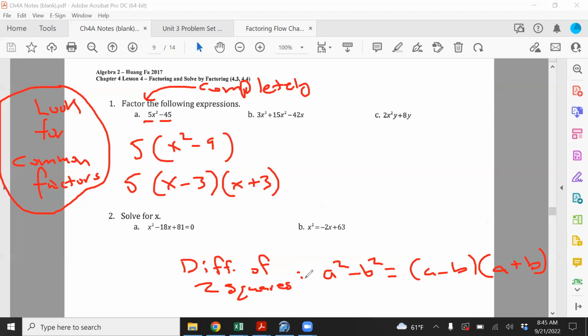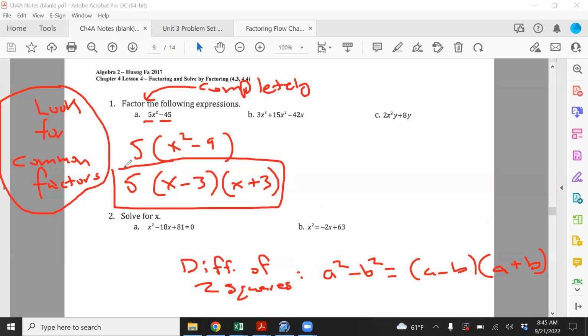Like, is 8 a perfect square? No. I know the square root of 8 is 2 root 2 if you want to simplify it, but it's not an integer, right? Or 7. Root 7 is not an integer, but root 9 is. Root 9 is 3. And if I took the square root of x squared, I get x, right? Because what's x times x? X squared. Exactly.